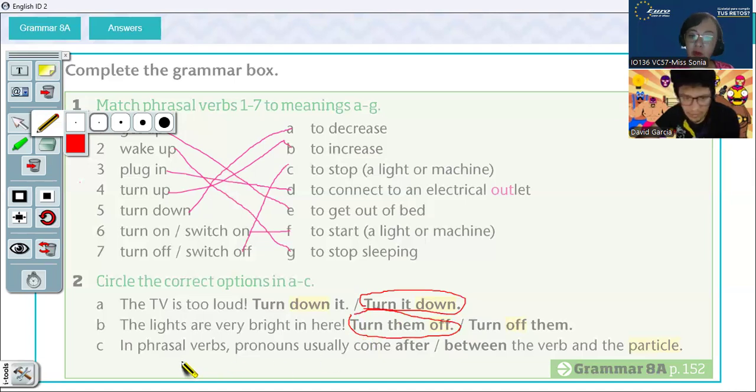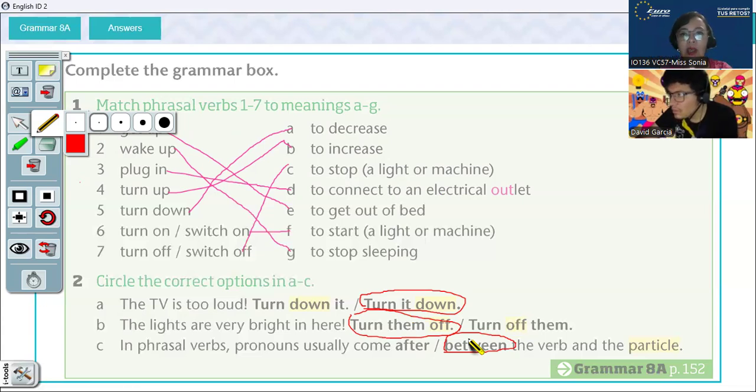And in phrasal verbs, pronouns like them or it usually come between the verb and the particle. That's why it's incorrect to say turn down it or turn off them. The correct one is in the middle, between the verb and the particle, right? In that case, turn it down, turn it off, right?